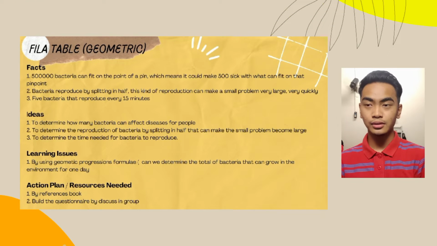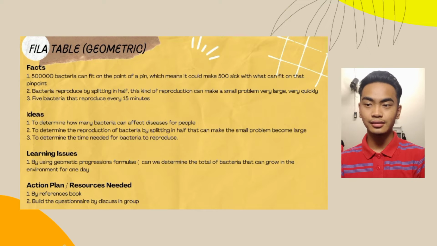Okay, now I would like to present about the table for geometric progression. For the facts, first, 500,000 bacteria can fit on the point of a pin, which means it could make 500,000 times more than what can fit on the pin point.